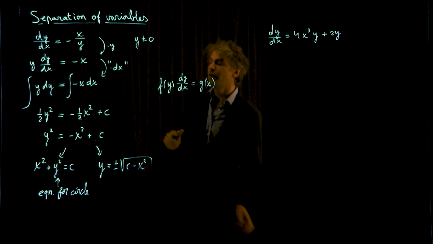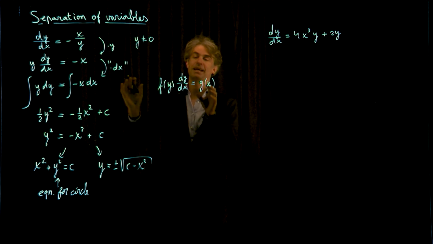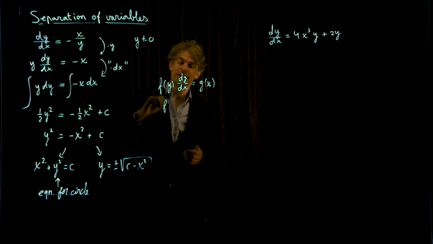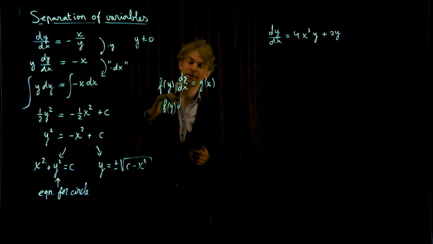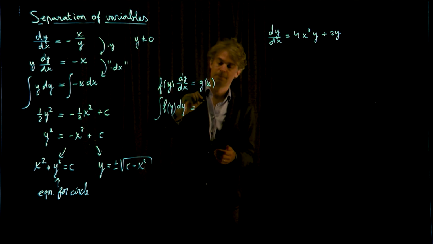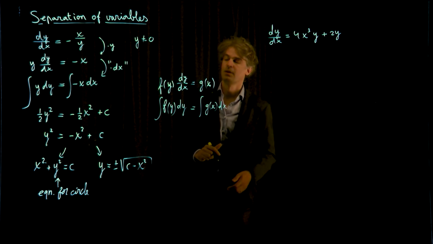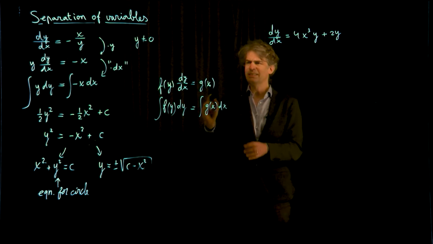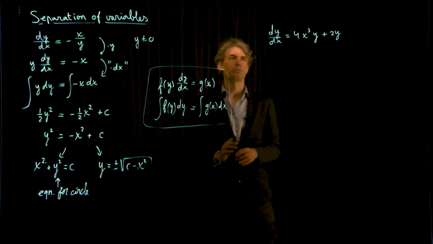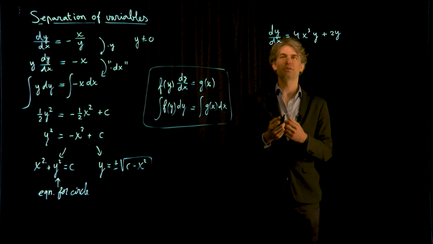And so f of y simply was y here, and g of x simply was a minus x. And then in general, what you would do is rewrite this as the integral of f of y dy equals the integral of g of x dx. So this is the general technique that we apply, and then we integrate and hopefully find a good implicit or explicit description of the function.